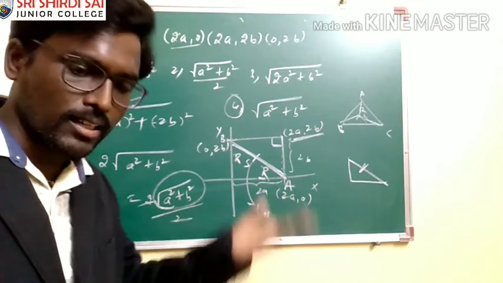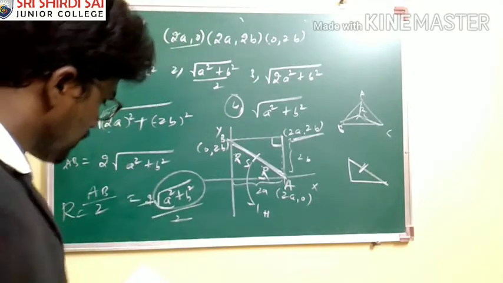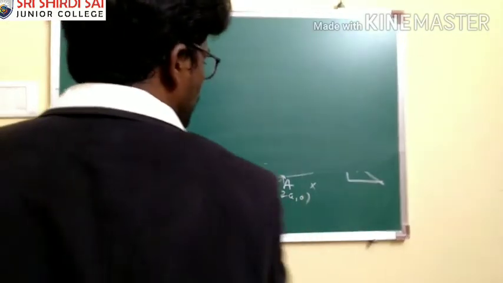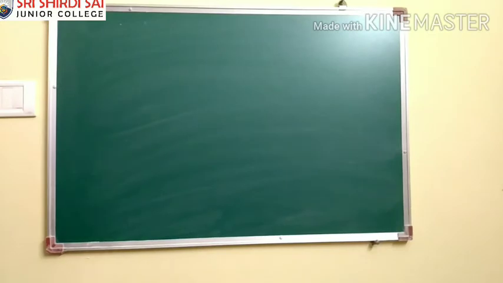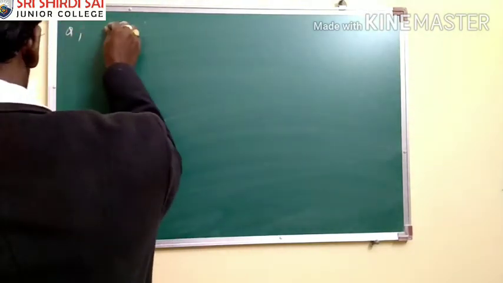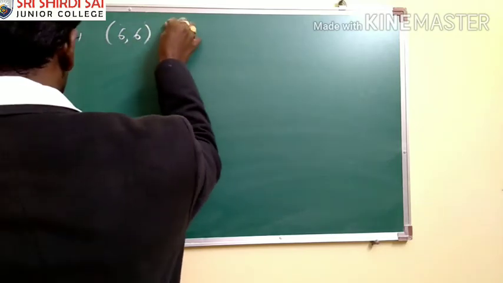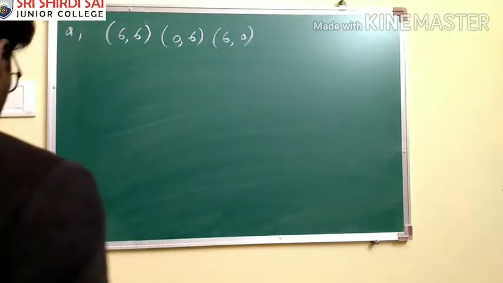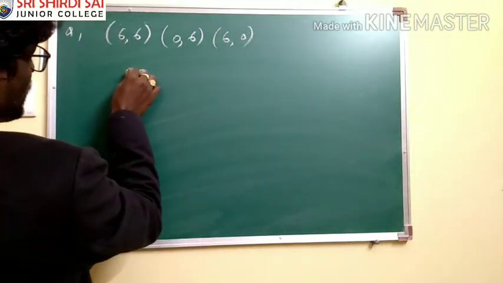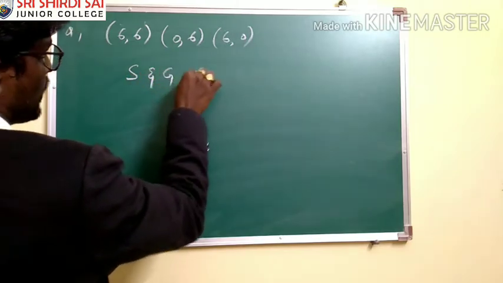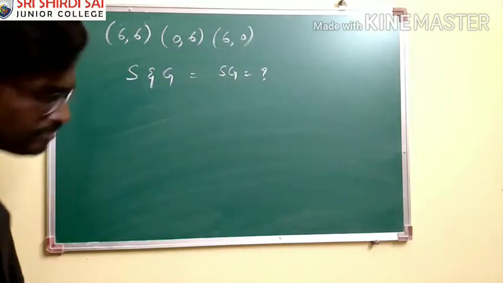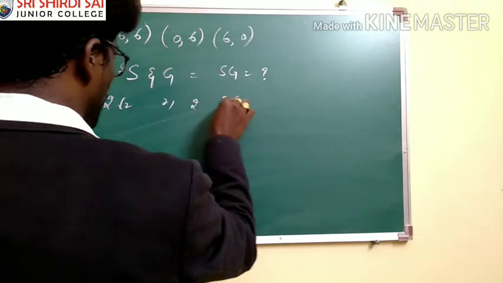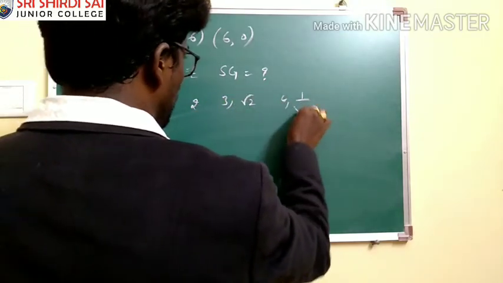Fine. Let's go to the next problem. Here we have the vertices of the triangle. The next problem is: the vertices of the triangle are 6, 6, 0, 6 and 6, 0. Then the distance between circumcenter and centroid. Distance between circumcenter S and centroid means we are supposed to calculate SG. And the options provided: 2 root 2, 2 root 2, 1 by 2.